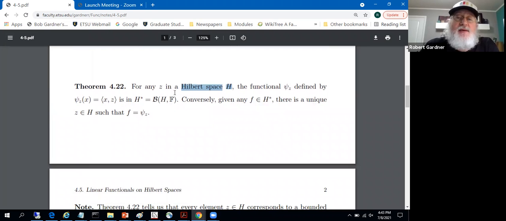For any z, a vector in a Hilbert space H, the functional psi sub z, defined by psi sub z of x is the inner product of x with z. The claim is this is in the dual space H star, the bounded linear functionals from the Hilbert space to the scalar field. And conversely, given any f in H star, there's a unique vector z in H such that f equals psi sub z.